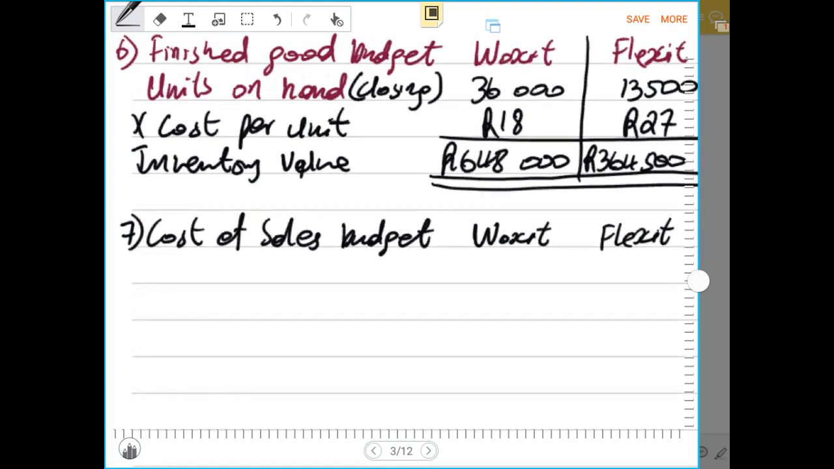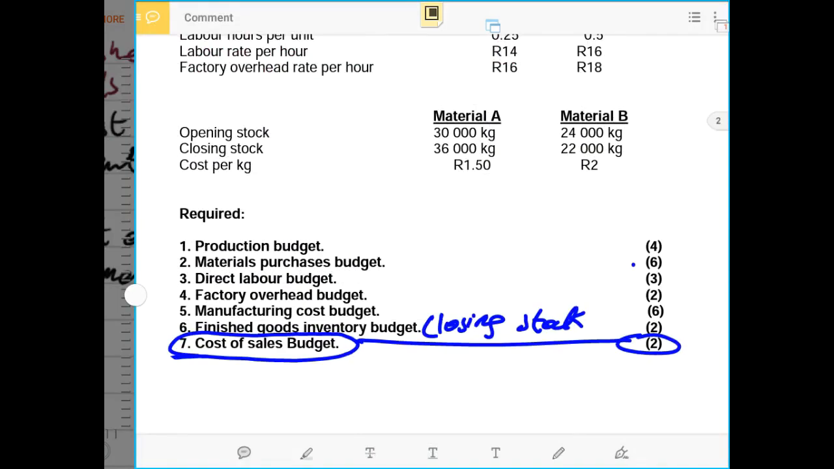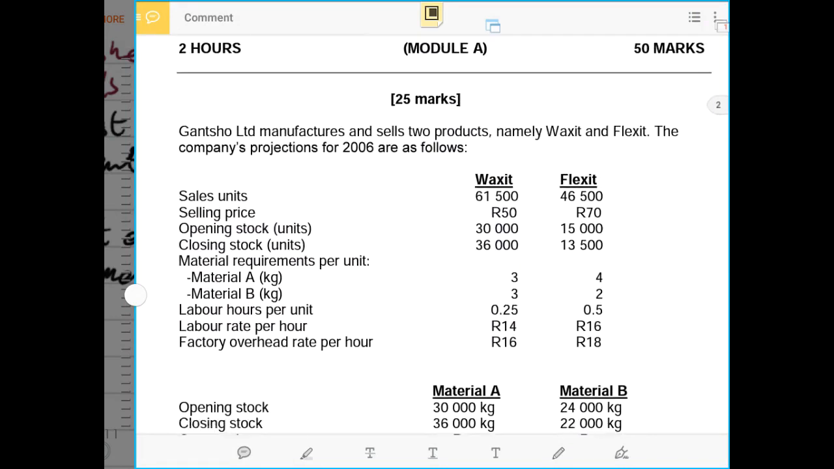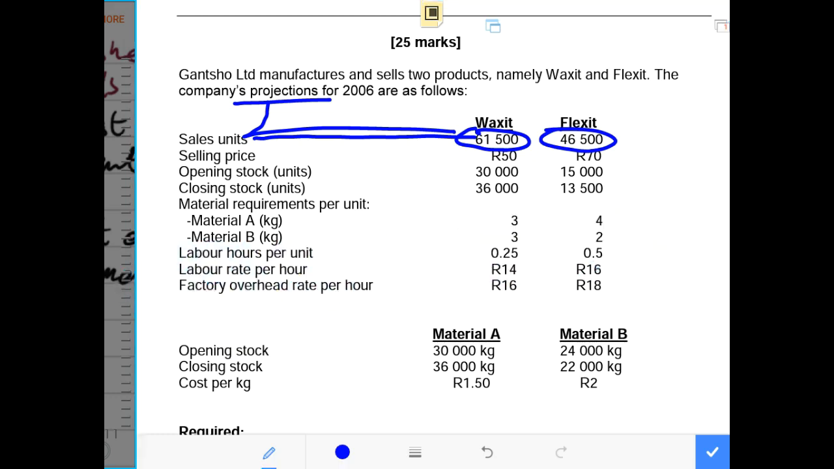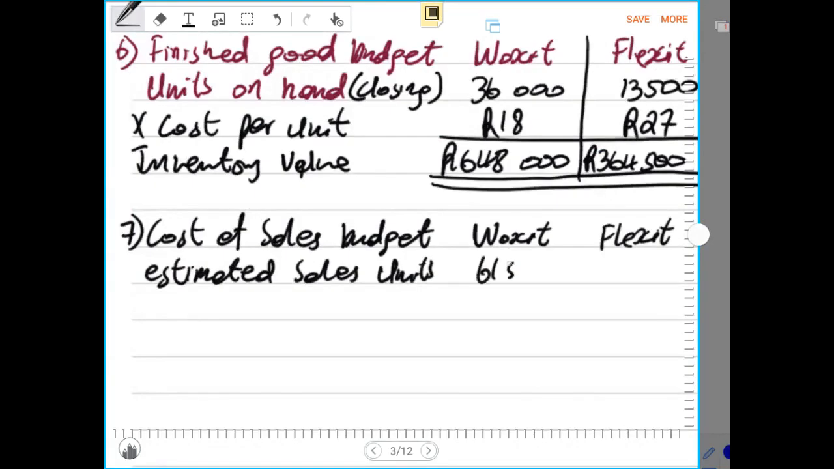Now for our cost of sales, we just take our estimated sales units. That means the units that we expect to sell. Our estimated or projected sales units are 61,500 and 46,500. So we just write those as they are. Then we multiply that by cost per unit.